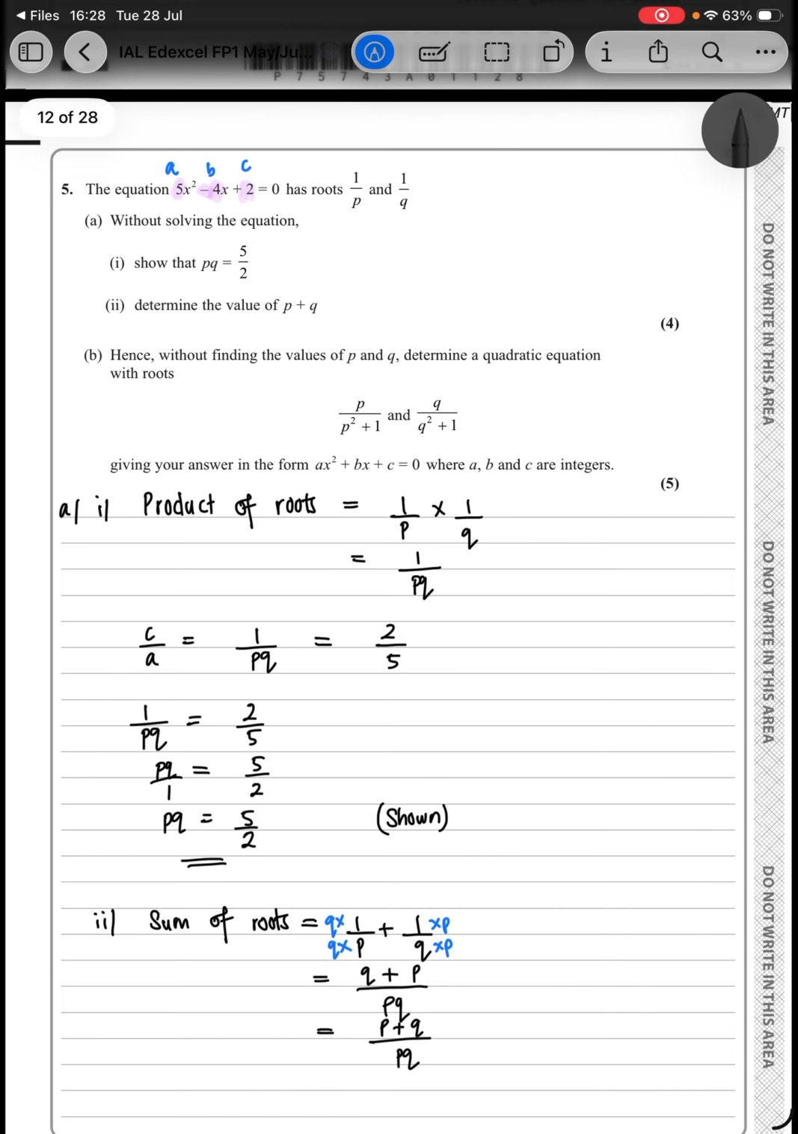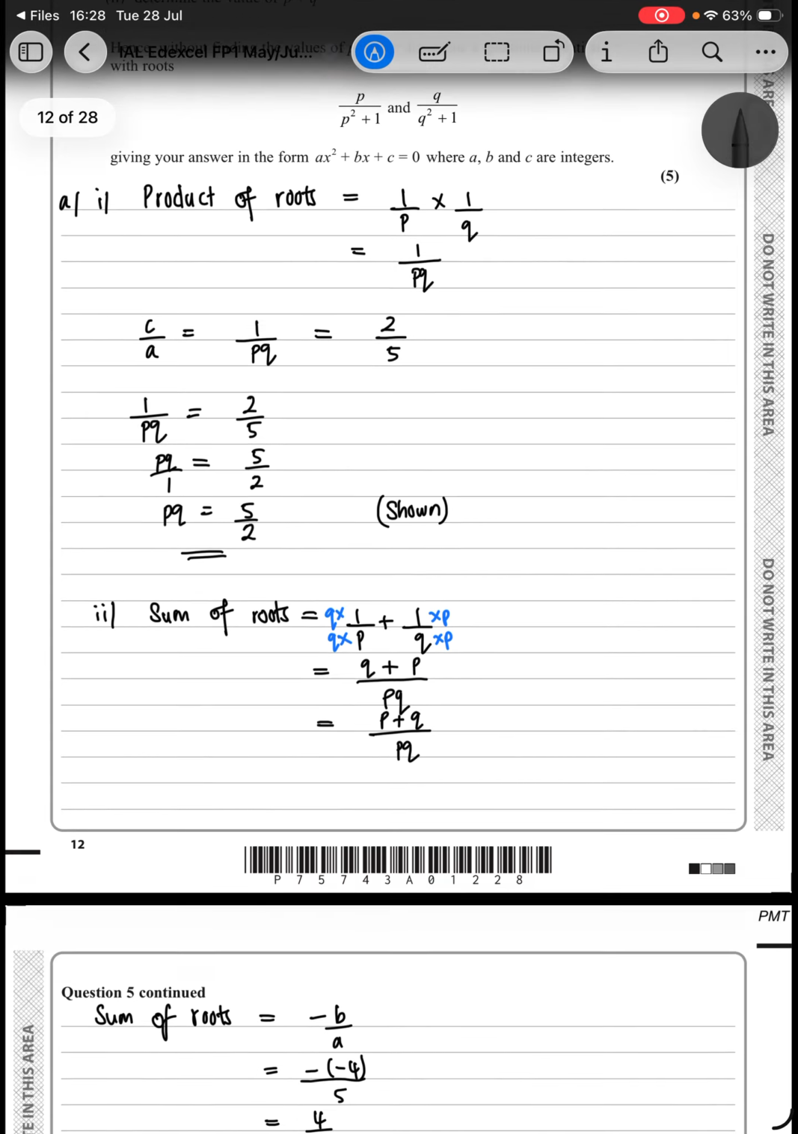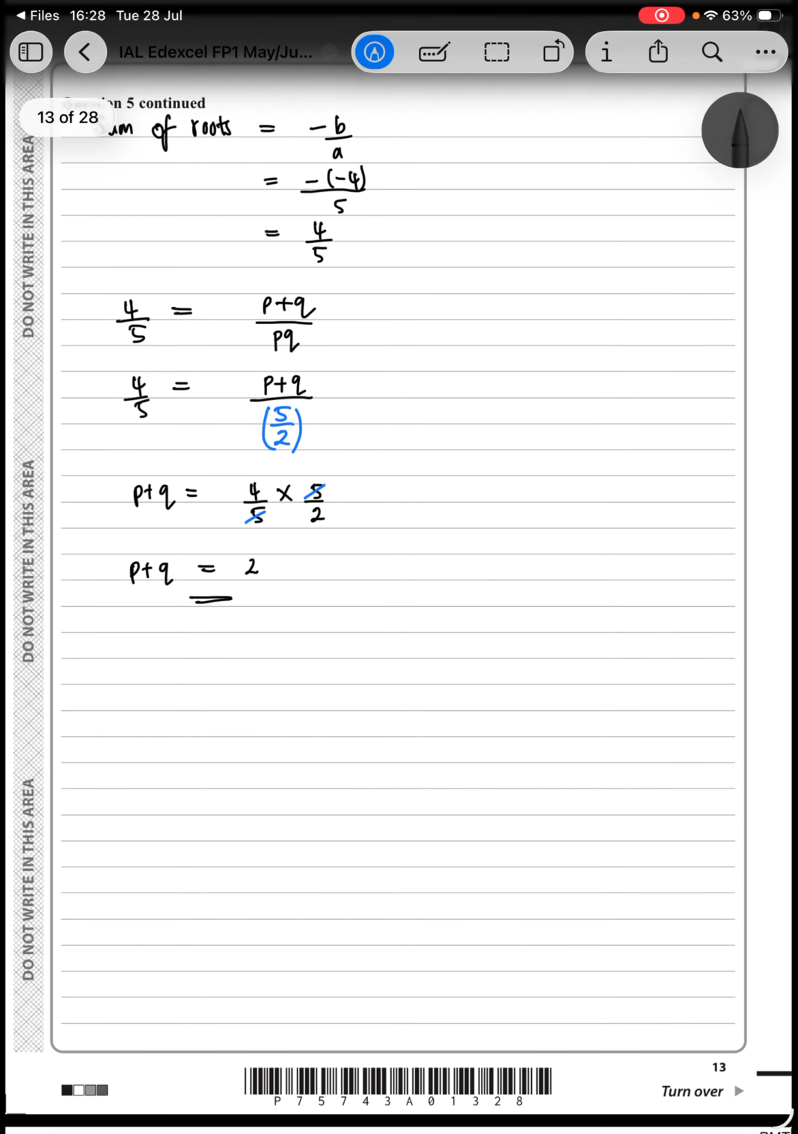Moving on to part B. Hence, without finding the values of p and q, determine a quadratic equation with roots p over p squared plus 1 and q over q squared plus 1, giving your answer in the form ax squared plus bx plus c equals 0, where a, b, and c are integers. Right, I'll mark it as part B.